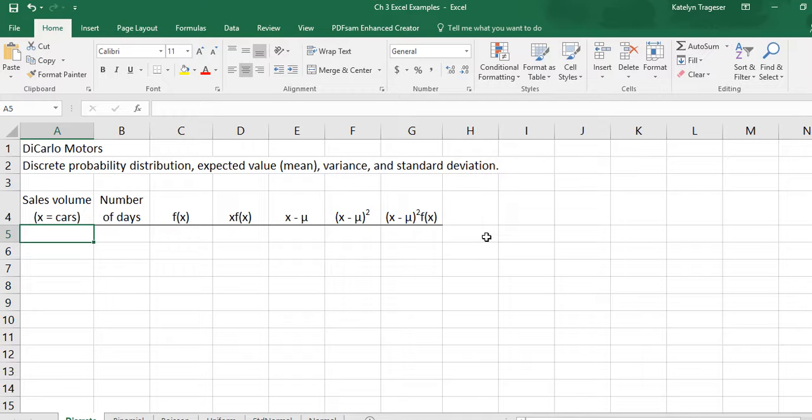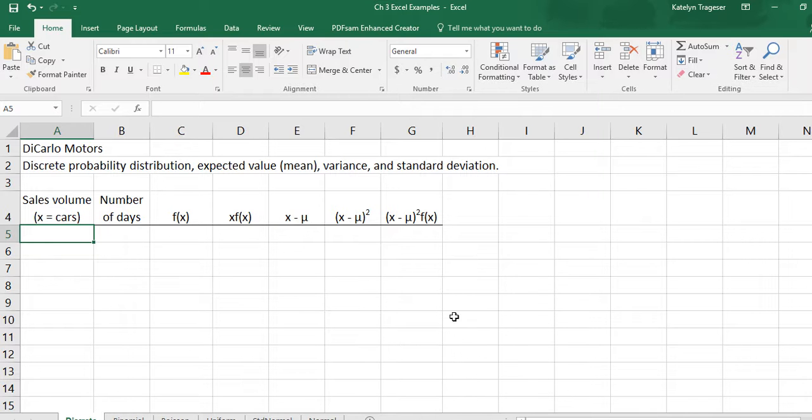In this example, we're going to look at the DeCarlo Motors information given to us in Chapter 3 of the book. We're going to take the sales data and from it find the discrete probability distribution, the expected value or mean, the variance, and then from the variance we'll find the standard deviation.